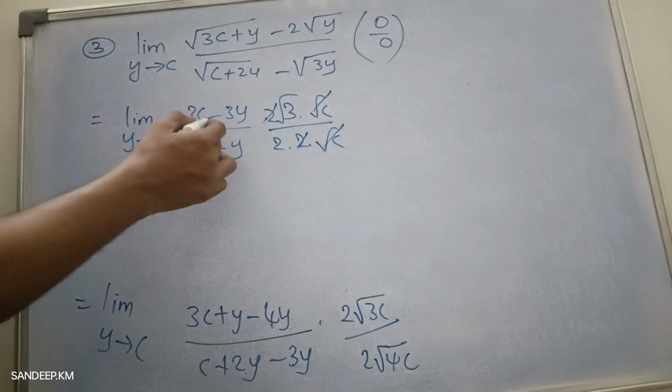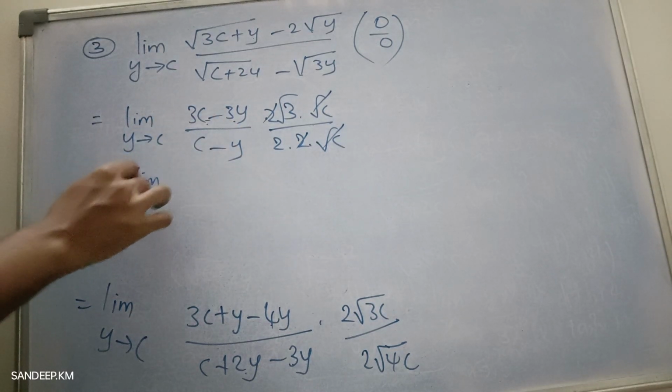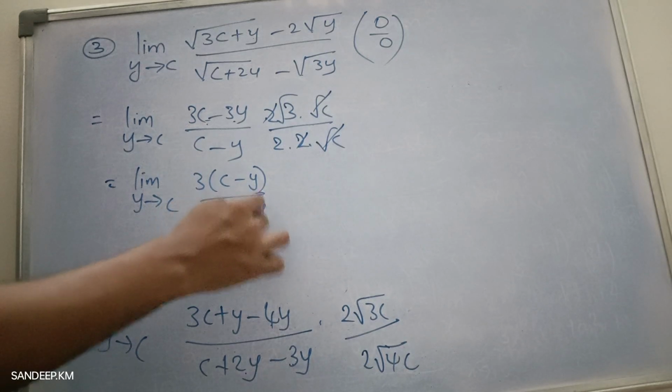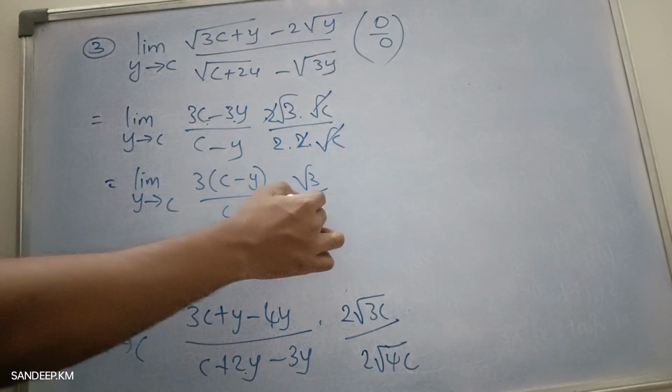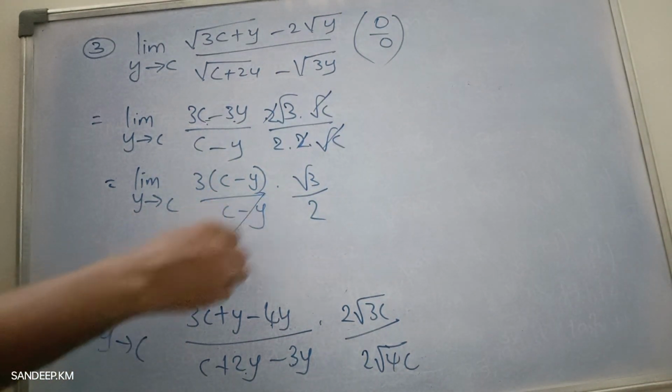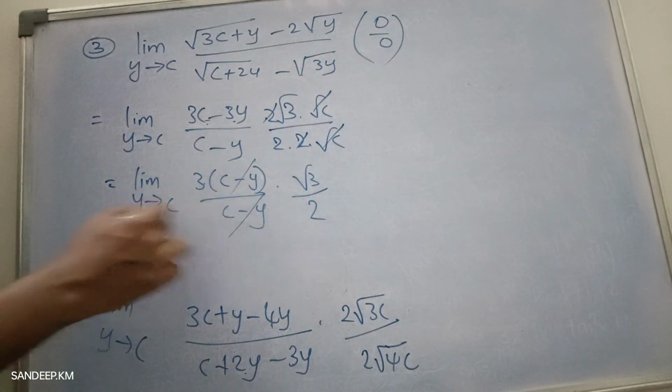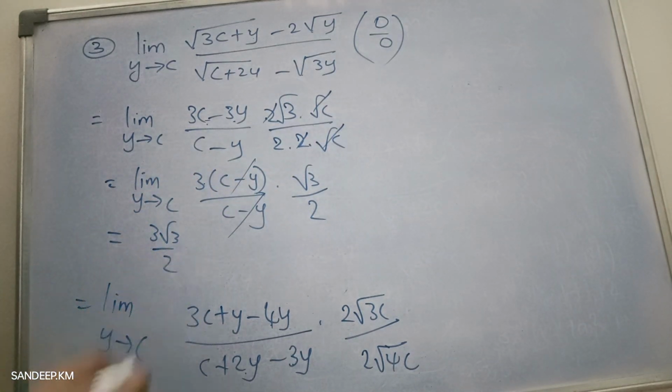I can take 3 common in these two terms. Limit y approaches c, 3 into c minus y divided by c minus y into root 3 by 2. See, c minus y and c minus y will get cancelled. That's it, no more variables. 3 root 3 by 2. This is the answer, dear students.